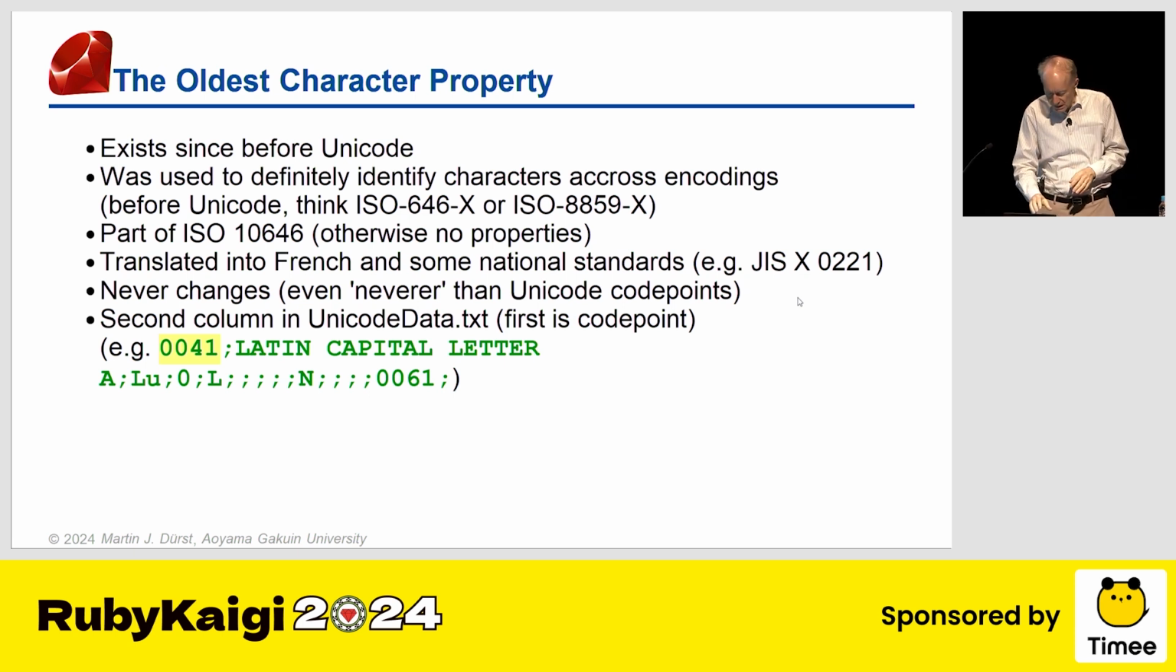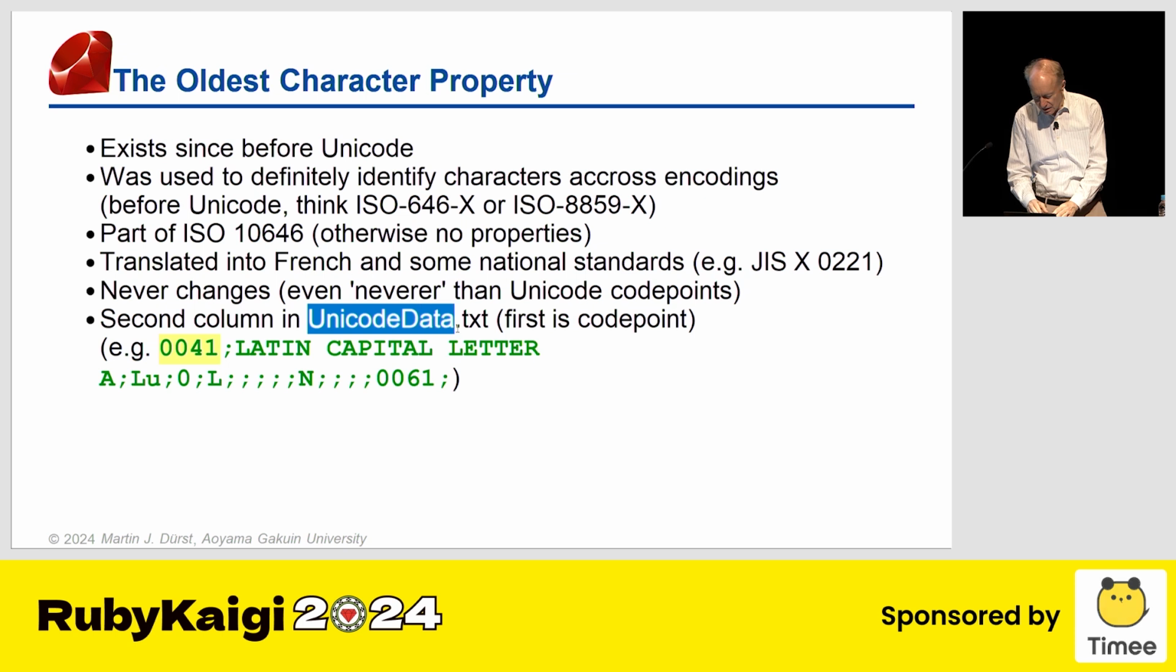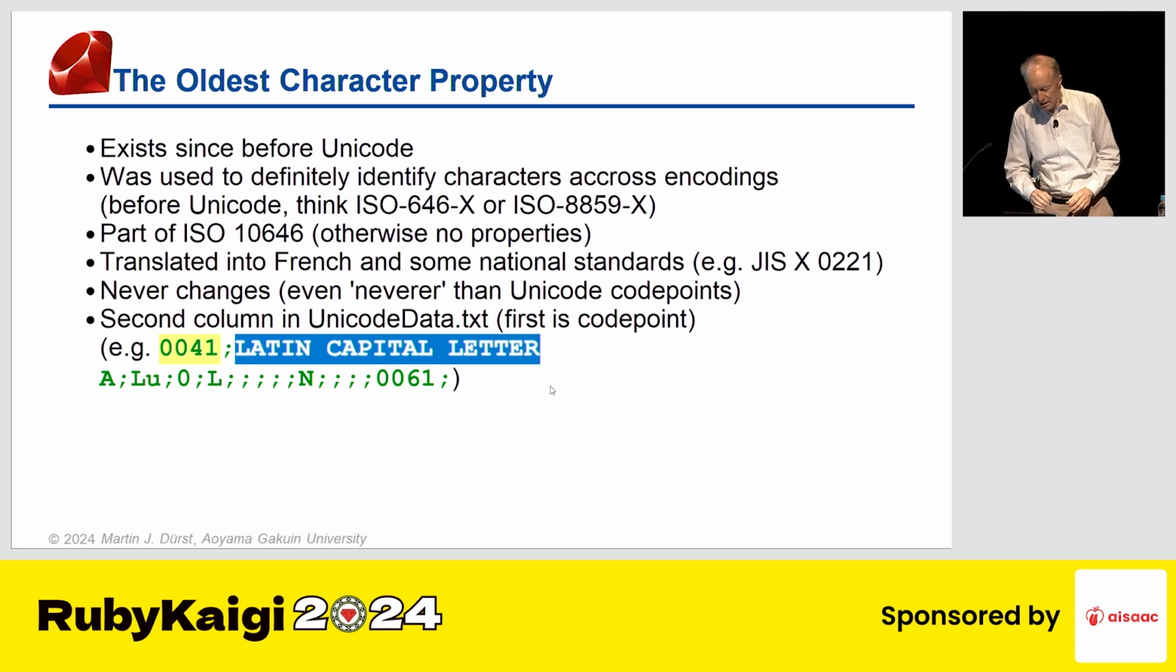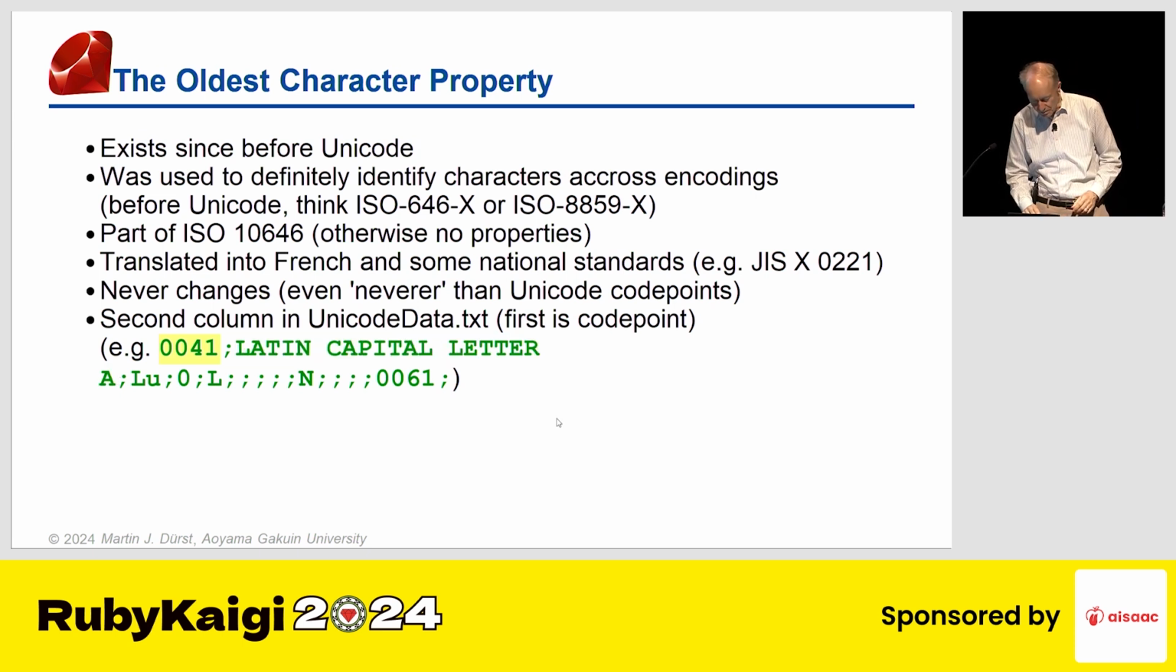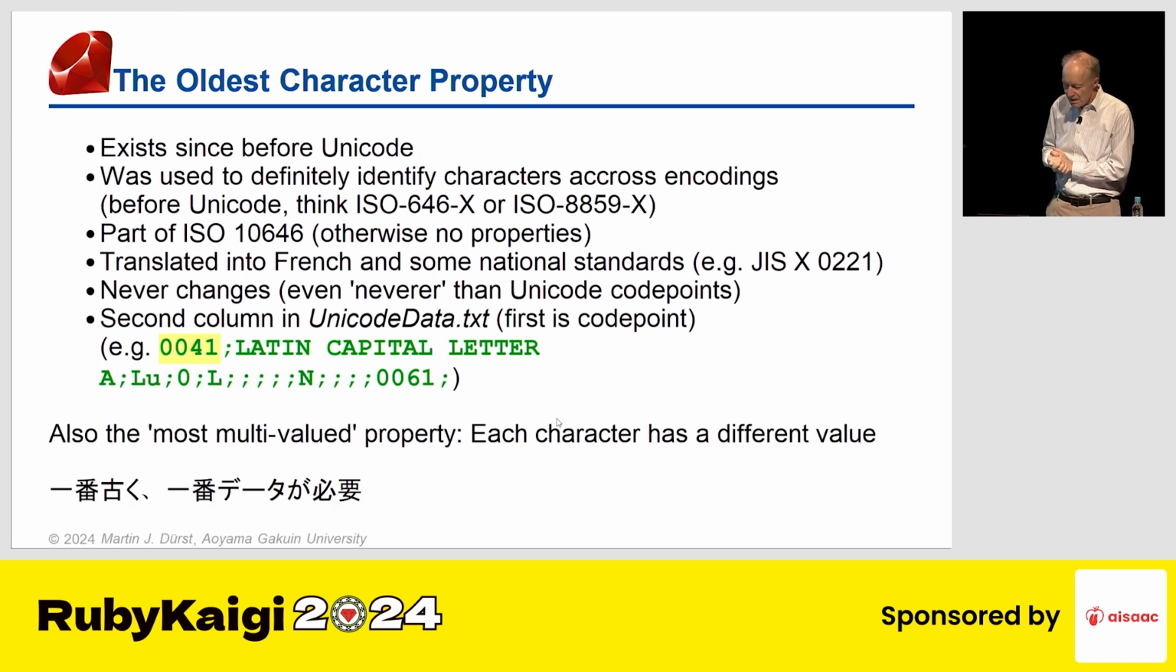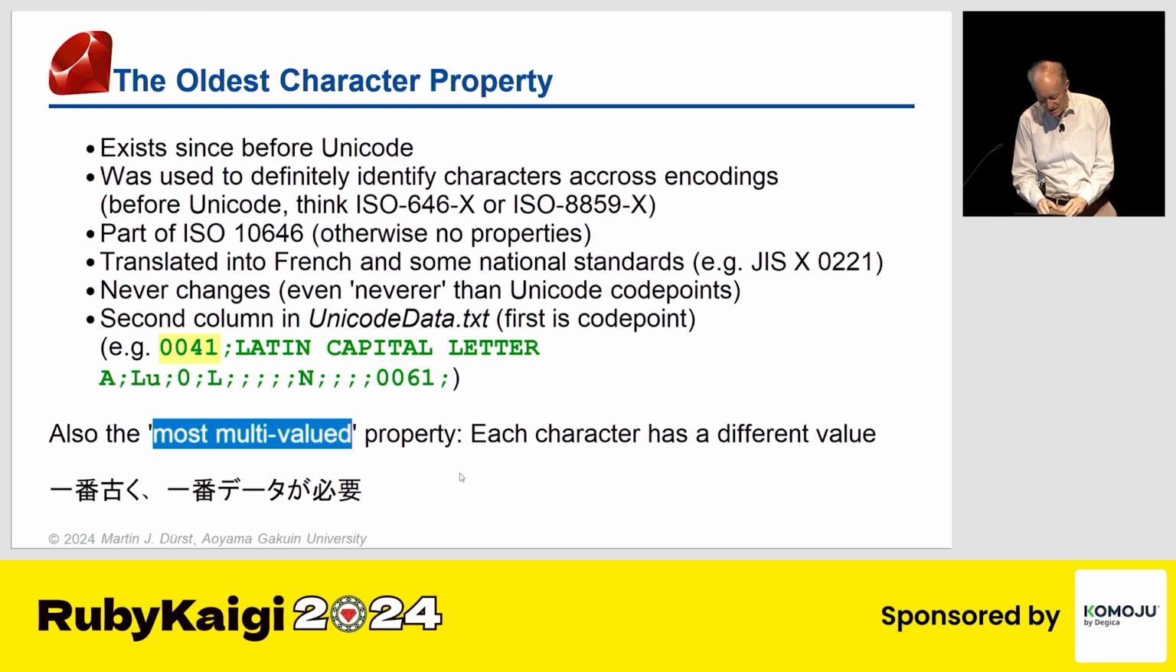Yeah? So it's also in the first file with Unicode data, the file UnicodeData.txt. The code point comes first, and immediately after that, it's the name. So you see that this is actually a very important property.